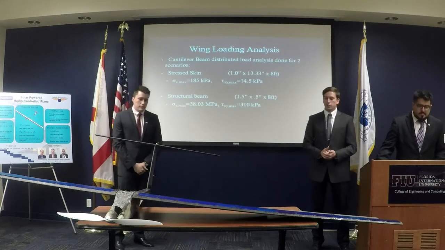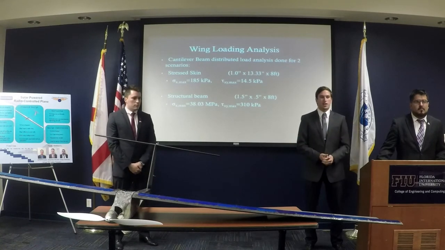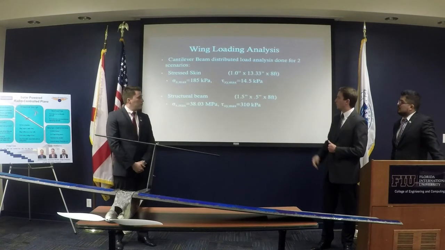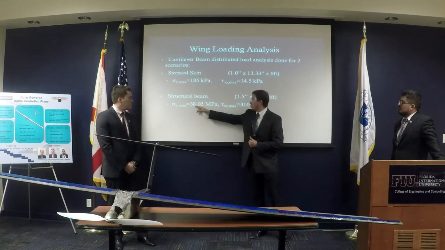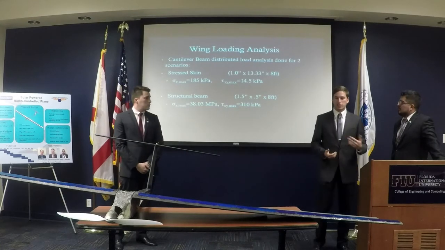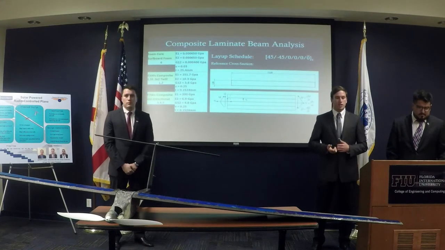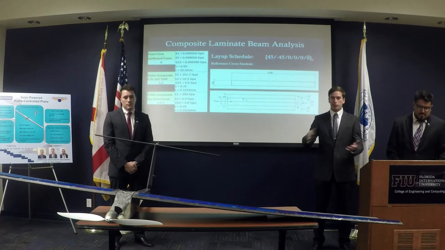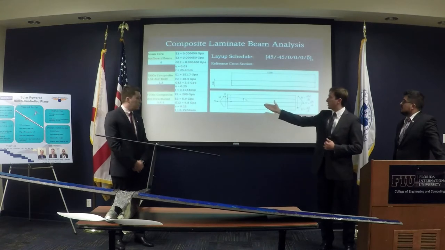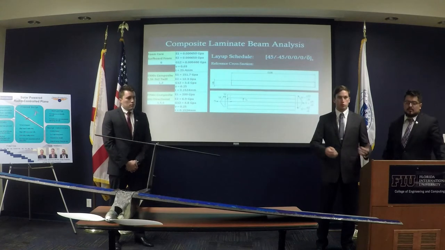For the wing loading analysis, we considered the wings as cantilever stressed skin designs for composite beams. And this was our basic analysis done to compare a structural beam compared to a stressed skin design. So as you can see, the max loading for a structural beam was 38 megapascal. In here, it was 185 kilopascals. So our loads are much lower, which means it's easier to design for. The actual analysis was done using composite laminate beam theory, where we took the wings as a rectangular cross-section shown here of 13.3 inches by 1 inch. With our fiber material properties there, we were able to calculate how many layers we would need and then do analysis based on that to determine whether there would be failure.